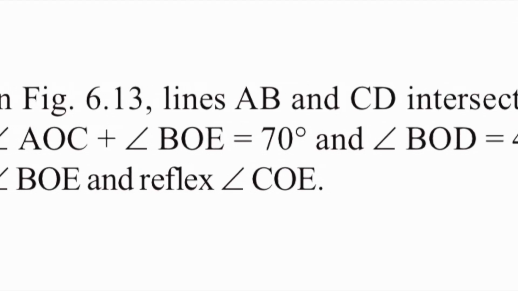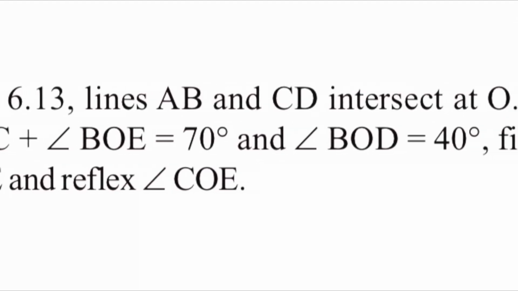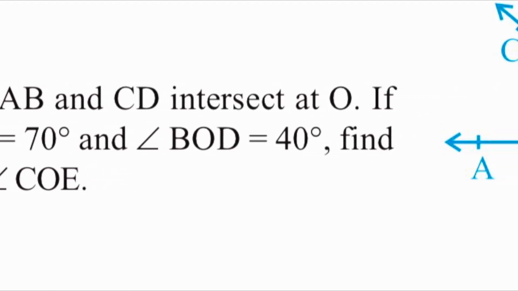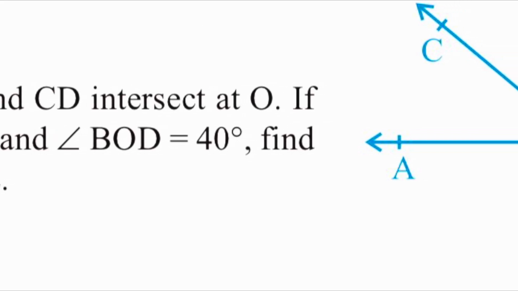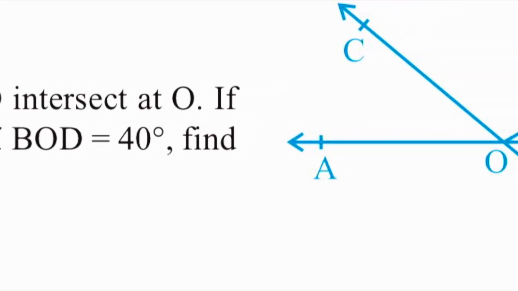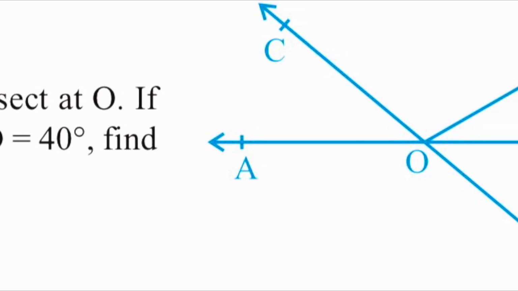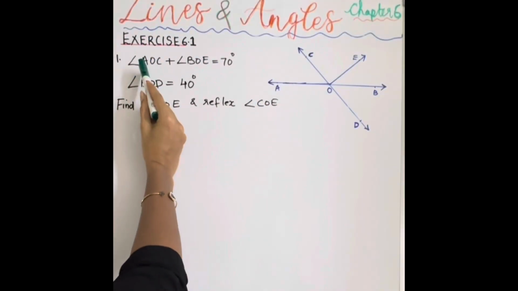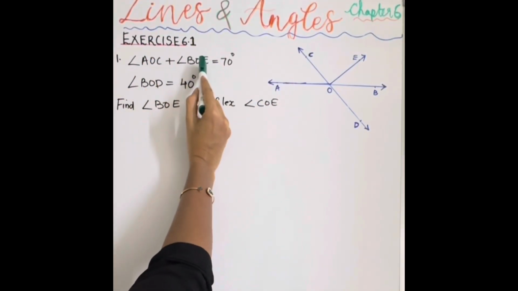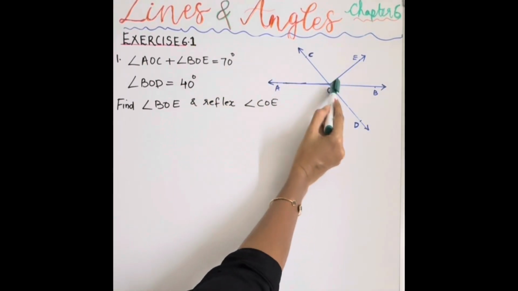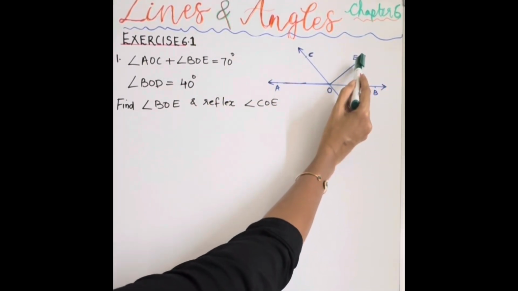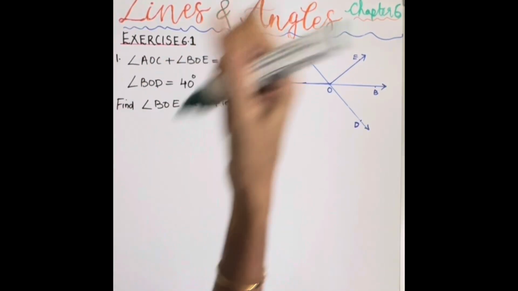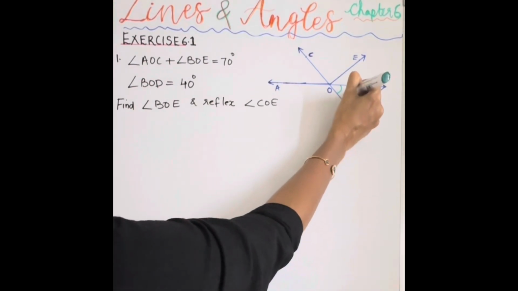Let's read the question first. In figure 6.13, lines AB and CD intersect at O. If angle AOC plus angle BOE equals 70 degree and angle BOD equals 40 degree, find angle BOE and reflex angle COE. Now let's write down what's been given to us. Angle AOC plus angle BOE is given as 70 degree and BOD is 40 degree. So let's mark BOD, which is 40 degree.